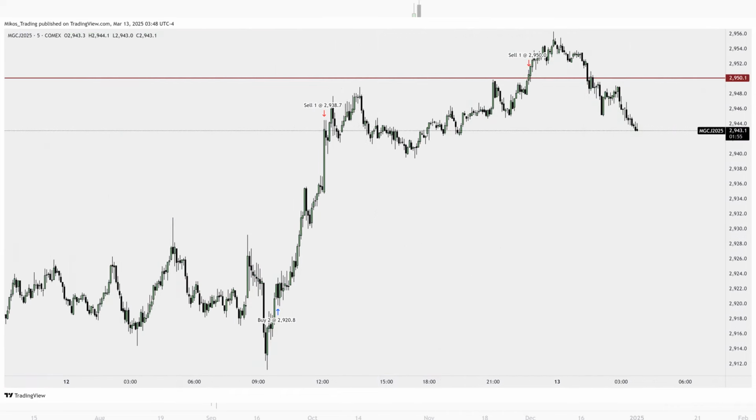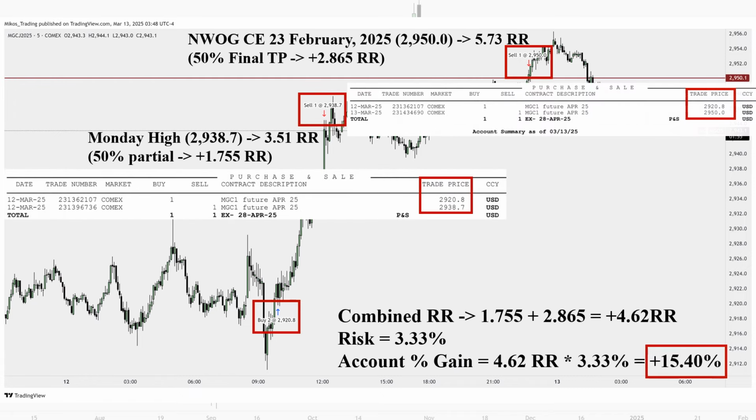And here are my executions. I trade my personal live account with AMP futures. And here you can see the results. I bought 2 micro gold futures contracts at 2,920.8 and took my first partial profit at 2,938.7, 1 tick below the Monday high.